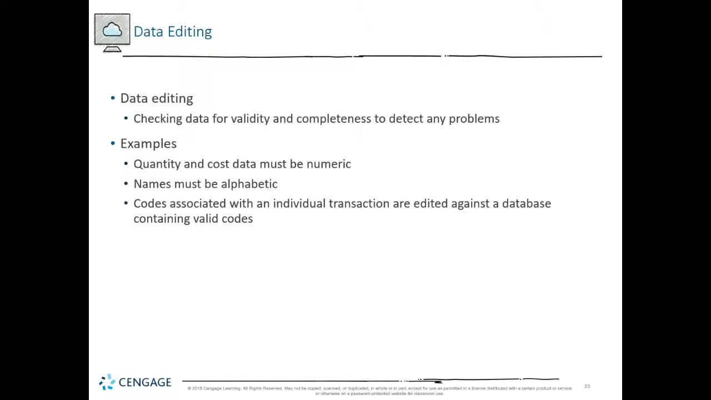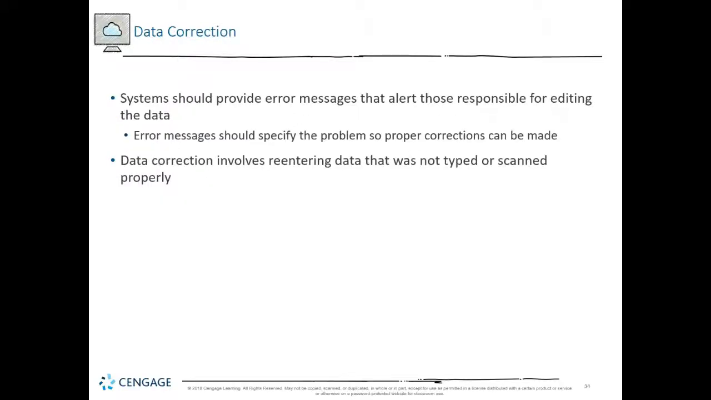Data editing: checking data for validity and completeness to detect any problems. Examples: quantity and cost data must be numeric, and names must be alphabetic. Codes associated with an individual transaction are edited against the database containing valid codes. Data correction: systems should provide error messages that alert those responsible for editing the data. Error messages should specify the problem so proper correction can be made. Data correction involves re-entering data that was not typed or scanned properly.